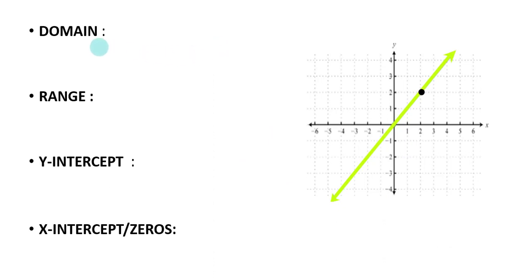Let's have a look at its other characteristics now, like domain, range, y-intercept, and x-intercept. Domain is just the input values, range is just the output values. Our function is f of x equals x. Domain are those values that your function can take without getting undefined. It can take any value and it is not getting undefined at it. So what is the domain? All the real numbers are its domain.